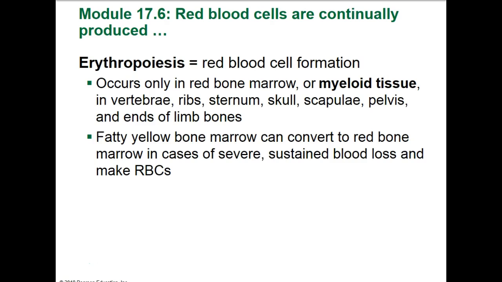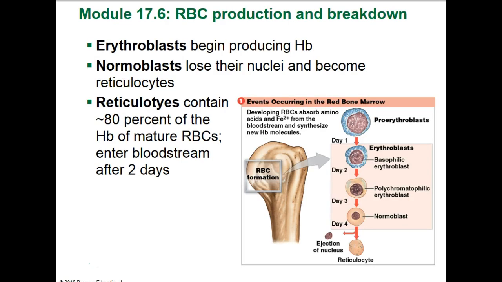Okay, fatty yellow bone marrow can convert to red bone marrow, by the way, in the case of severe or sustained blood loss, and make red blood cells if we need. Some good backup. So erythroblasts begin producing hemoglobin. Normoblasts lose their nuclei and become reticulocytes. And then the reticulocytes have about 80% of the hemoglobin of the mature red blood cell. And they enter the bloodstream after about 2 days.